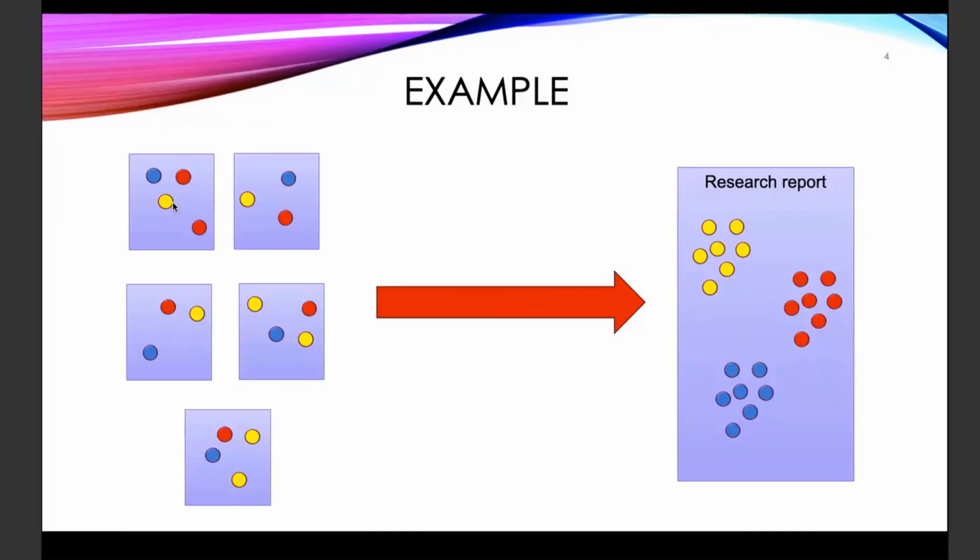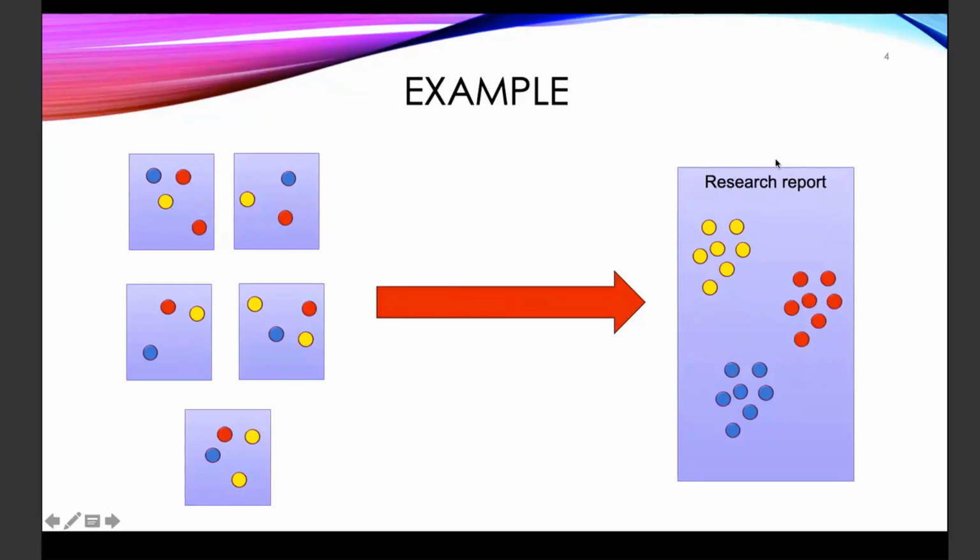answers are jumbled up, but what is most important is we are not producing these 5 data to our readers. We are actually producing the right-hand side research report. This is the raw data. This is the interpreted data.